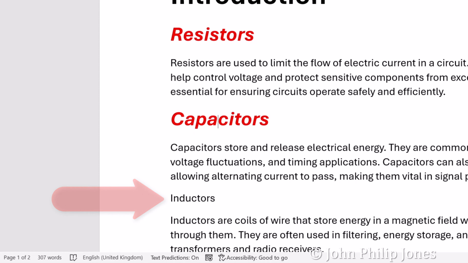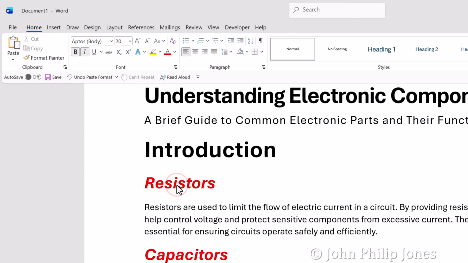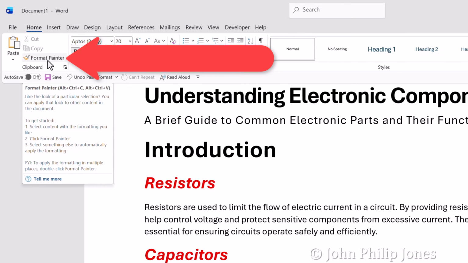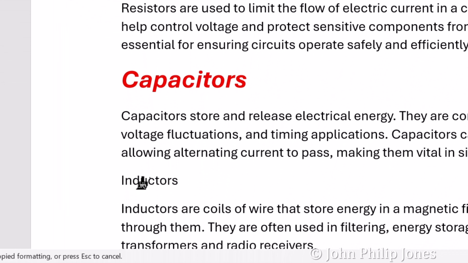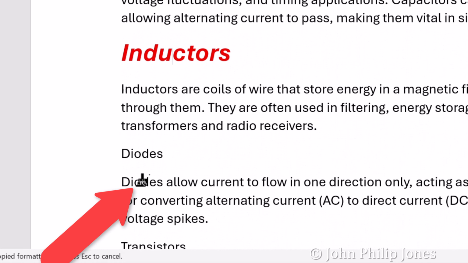But there is a better way if you want all of the headings in this document to change to the same style as resistors and capacitors are currently. The approach is to click on one of the headings, and I have chosen resistors. Come to Format Painter, and instead of single clicking on it, double click, then come down here and you can see the brush appears. Click on inductors and you can see that goes to the same style.